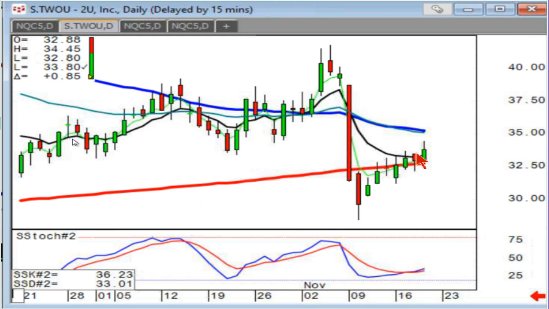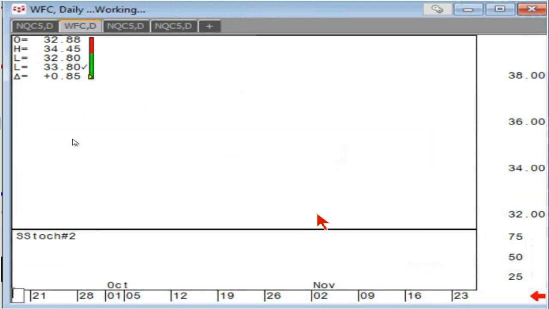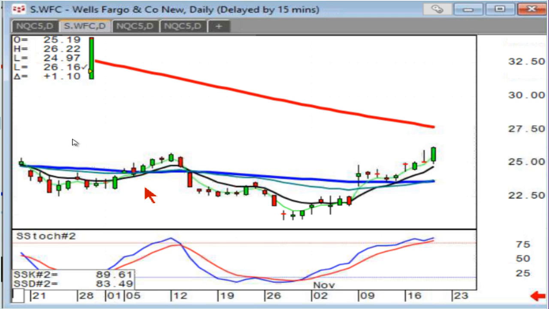2U, you can stay long on this one if you like it. Still got some healing to do. It's not your greatest looking chart. This one, that's a nice fry pan bottom. You stay long on this one as long as it stays above the T-line.